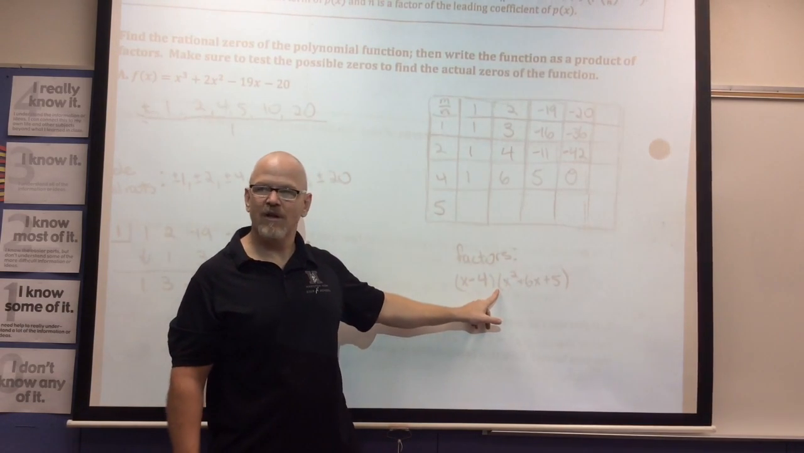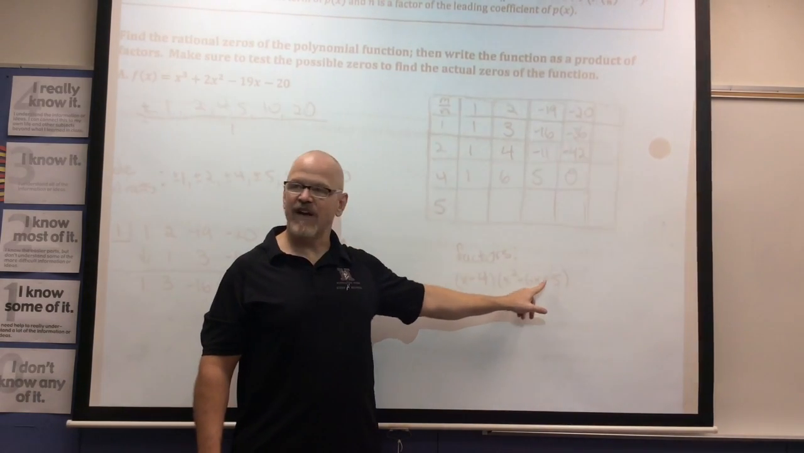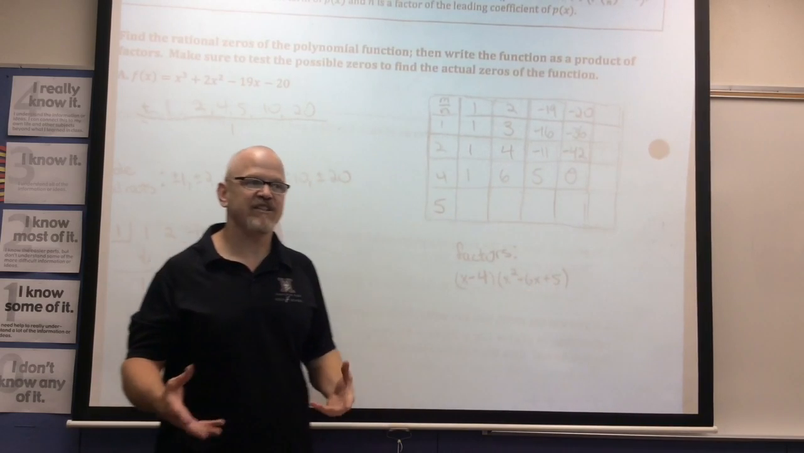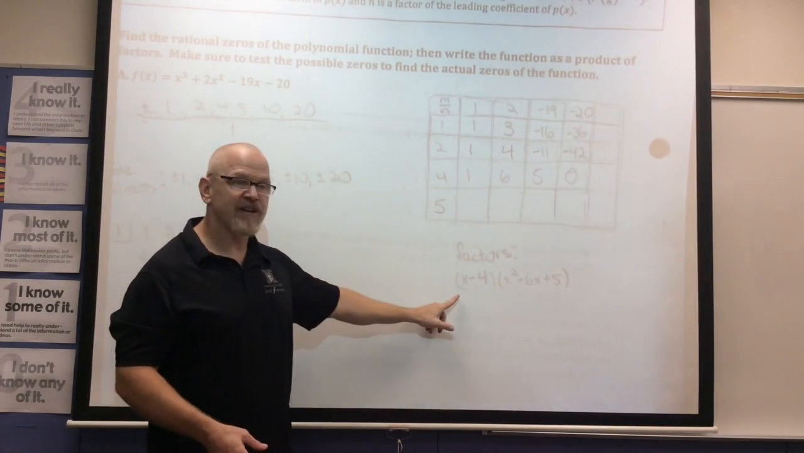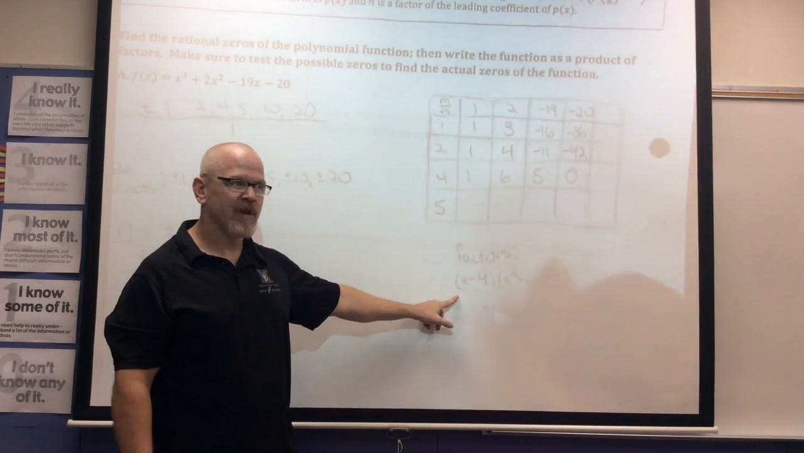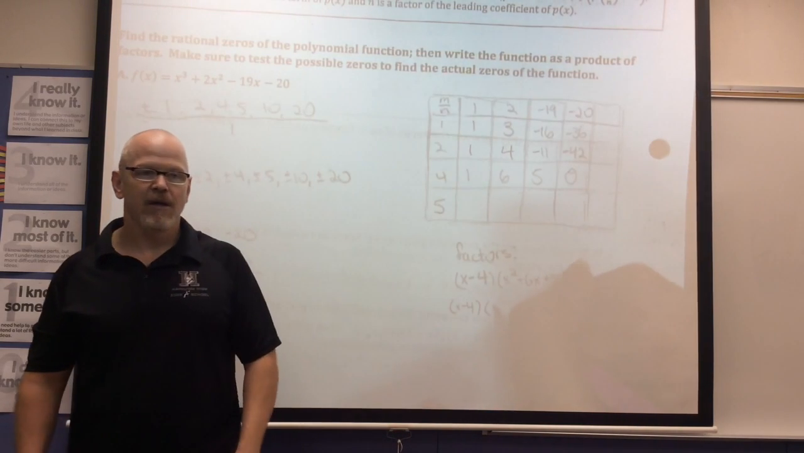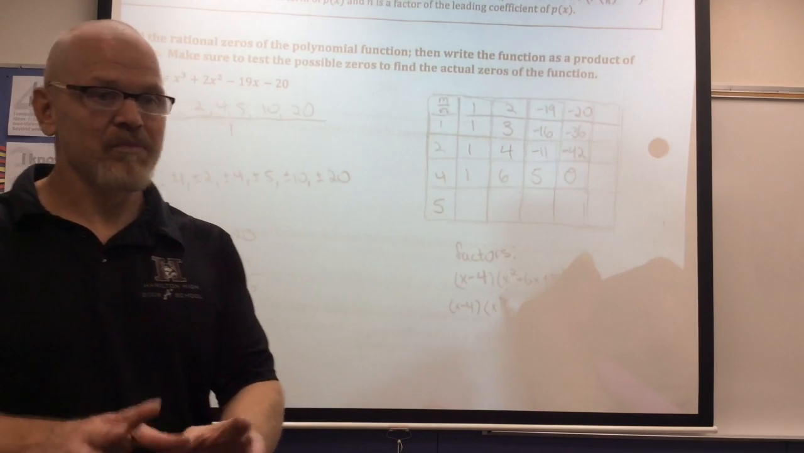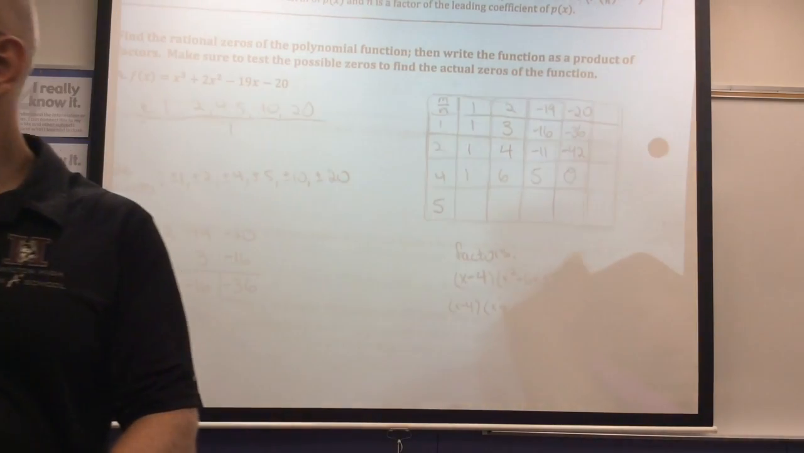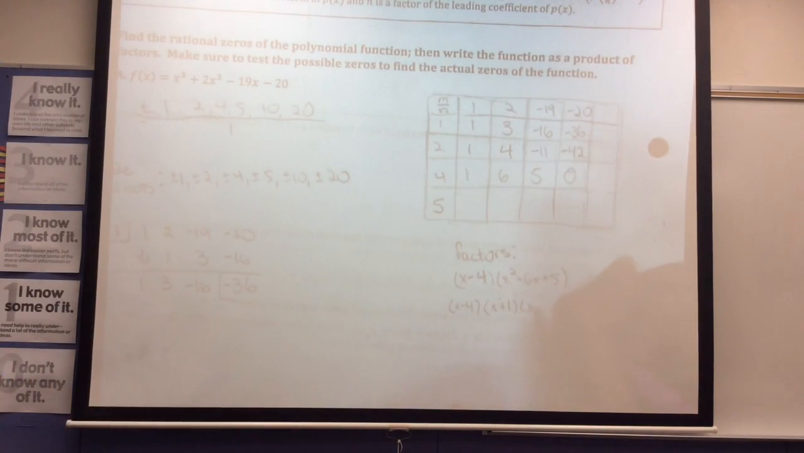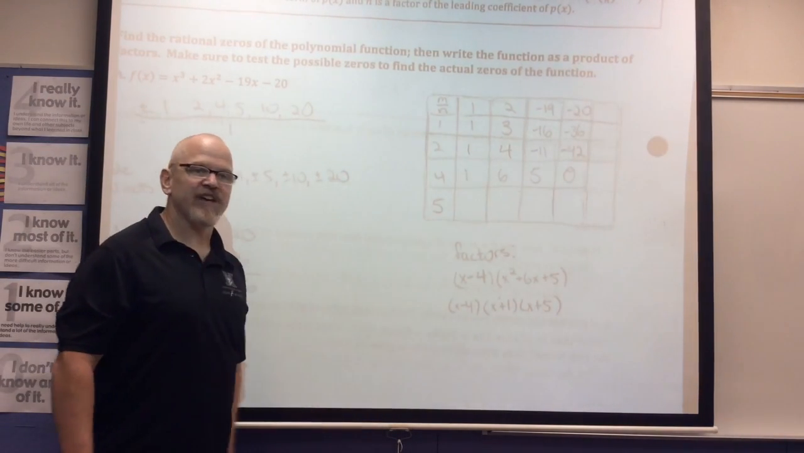Does this factor further? Yes. Something multiplies to 5 and adds up to 6. What multiplies to 5? 1 and 5. So we're going to factor further. We're going to say x minus 4, and this factors into x plus 1 and x plus 5. So just now, you factored, so go ahead and write that as f of x in factored form.